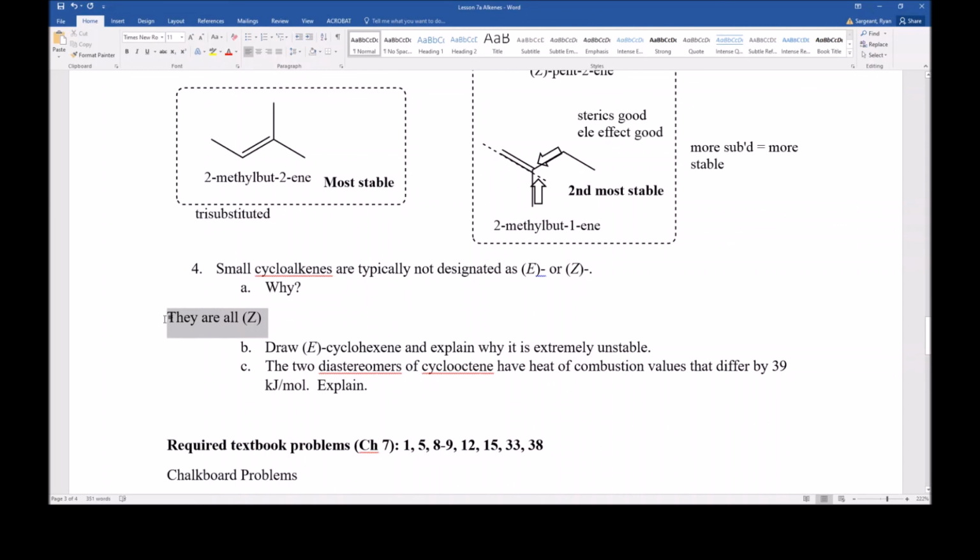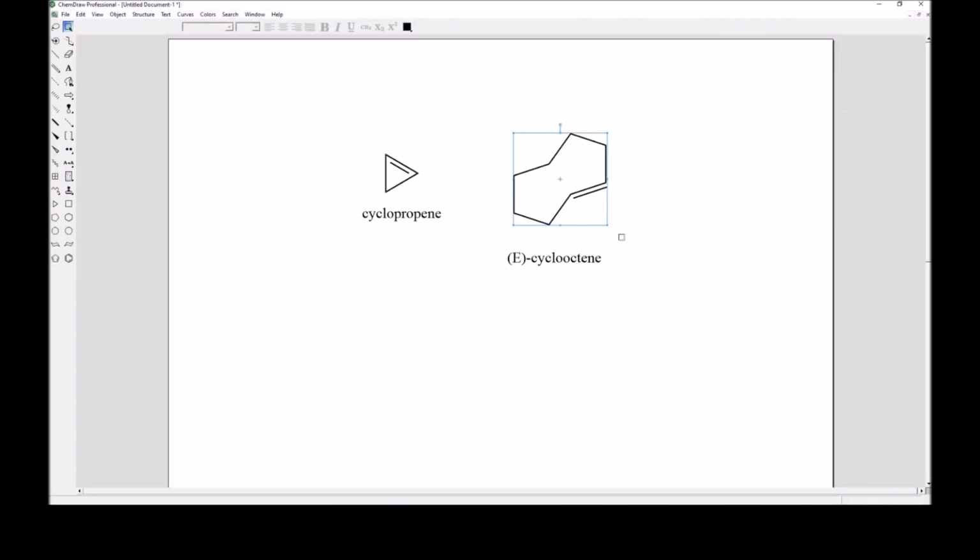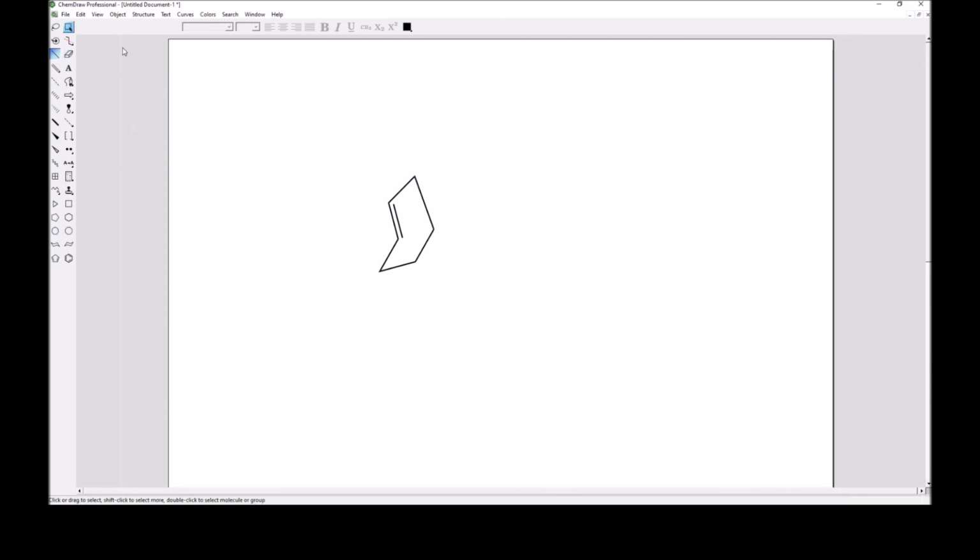And then we want to draw E-cyclohexene and explain why it is extremely unstable. Well, ChemDraw wouldn't let me do it. So I got to start with my trans double bond right here, and I'm going to have to connect these two ends together. I've already spent 4 of my carbons right here. I only have 2 carbons left. So there's 1 and there's 2. And now we tie everything together. And let's see when I clean this right there.